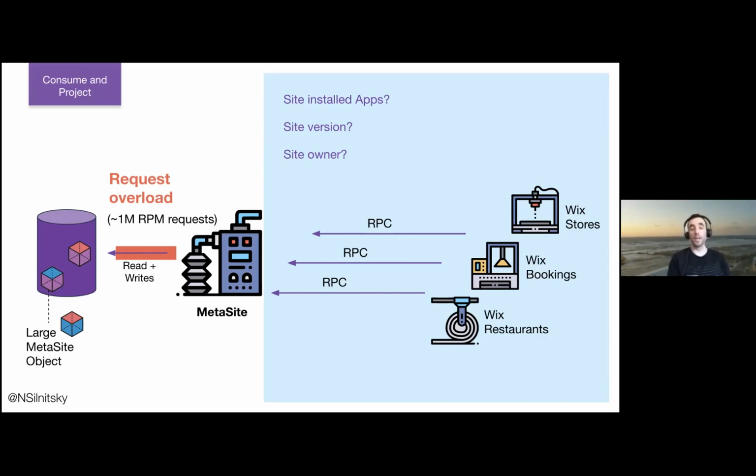So the metasite team thought about how to reduce this contention and get better reliability and performance and not risk database failure. And they did this by first taking a part of the data, only the site installed applications, and seeing how they can actually remove these requests from the site service. How did they do that?